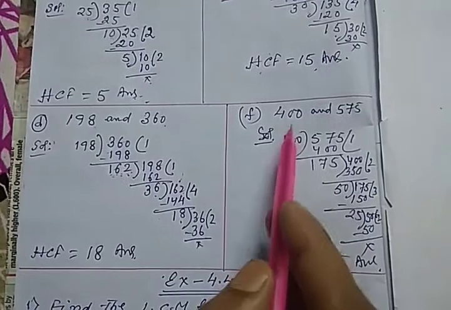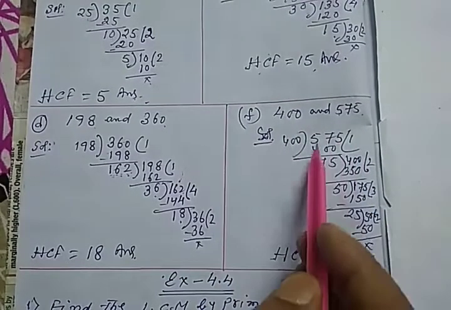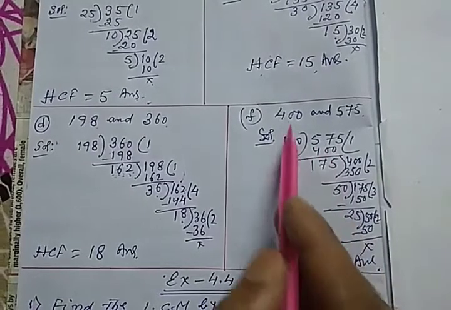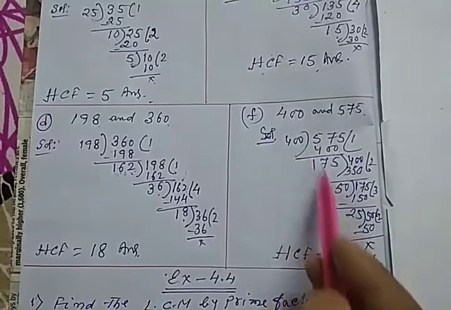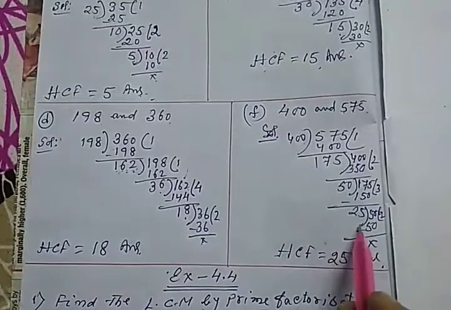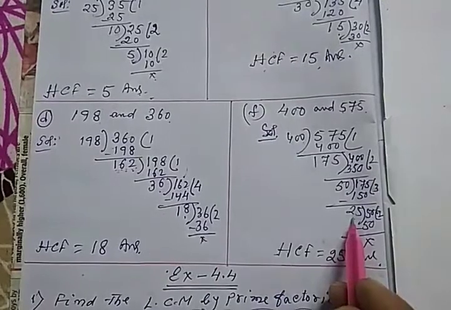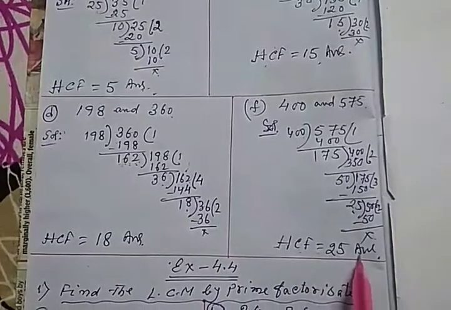368. In this case, 400 and 575, two numbers are given. 575 is the greater number, so it is to be divided by the smaller number 400. After the division method, we see the last divisor is 25. The last divisor is 25, in which the remainder is 0. So we can write HCF equals 25.